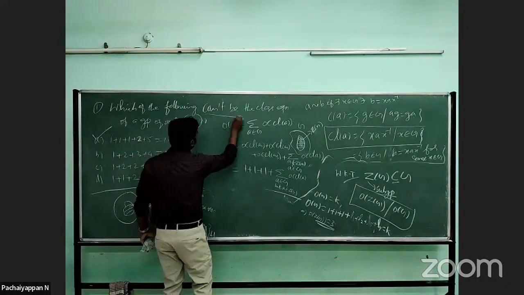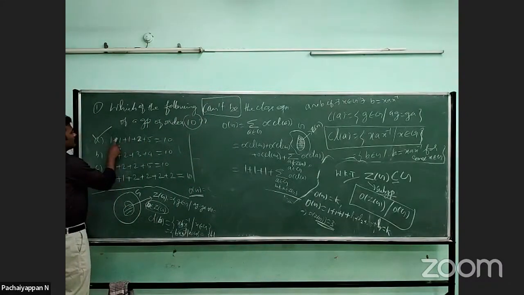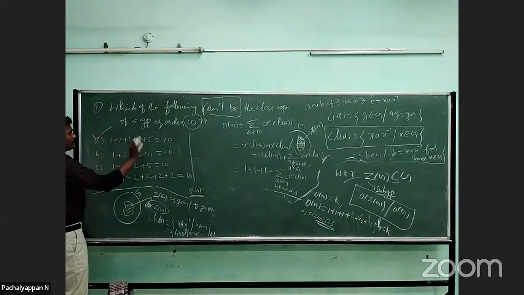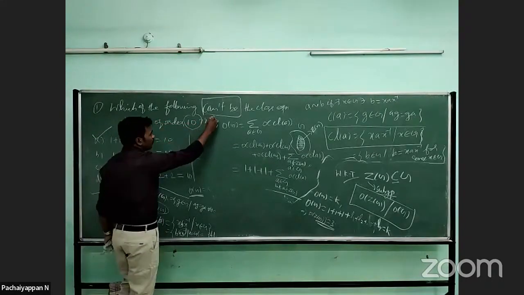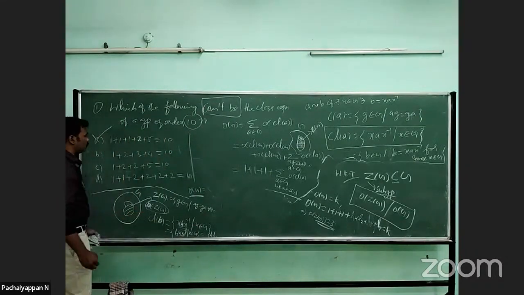They are asking which cannot be the class equation. Suppose this is a class equation whose center contains 3 elements. The center is a subgroup and the subgroup contains 3 elements, so 3 should divide 10. This is not possible. Therefore, this is not a class equation. Our question is, which of the following is not a class equation? This is not a class equation.